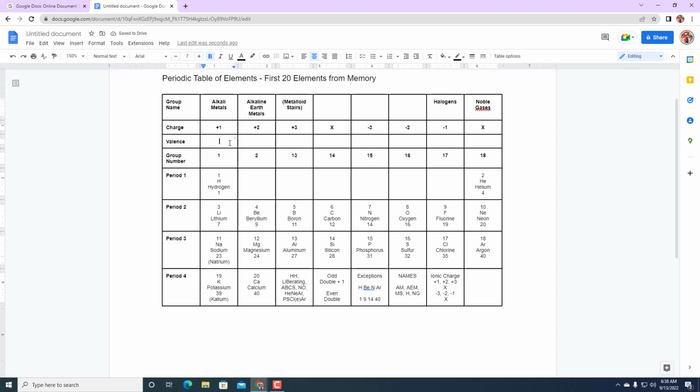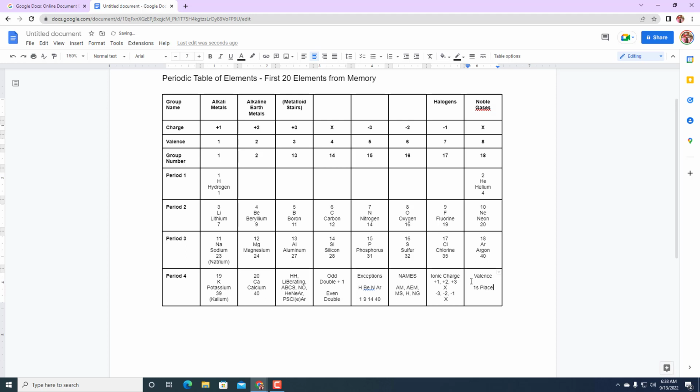We just look at the ones place in the group number. So the valence of group 1 is 1. The valence of group 2 is 2, 3, 4, 5, 6, 7, and 8. So you can write your note here that valence electrons are in the ones place.